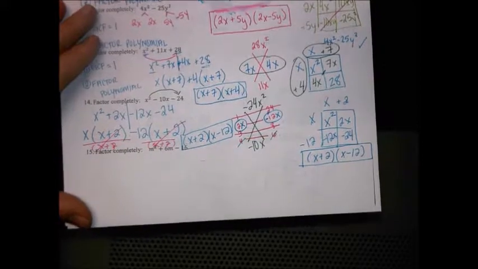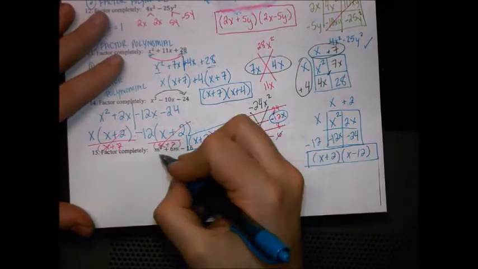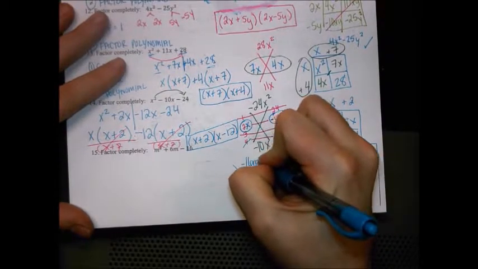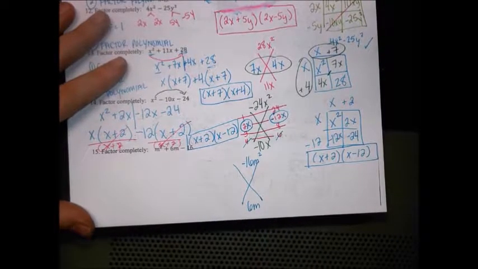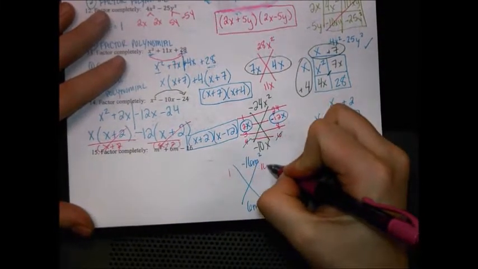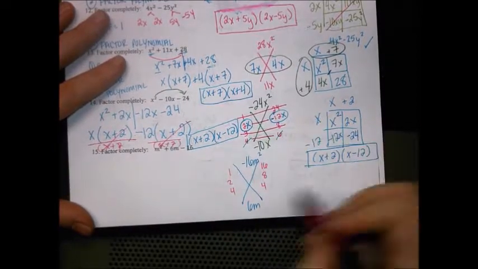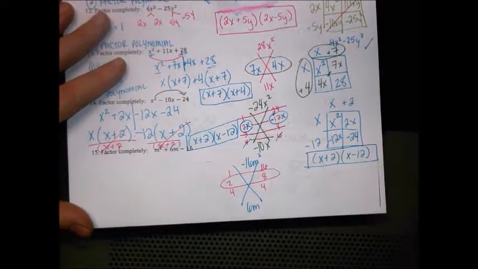Number 15. Multiply your first times your last into your diamond, negative 16m squared. Positive 6n goes on the bottom. The factors of 16 are 1 and 16, 2 and 8, 4 and 4. The ones that add to positive 6 are going to be the 2 and 8.